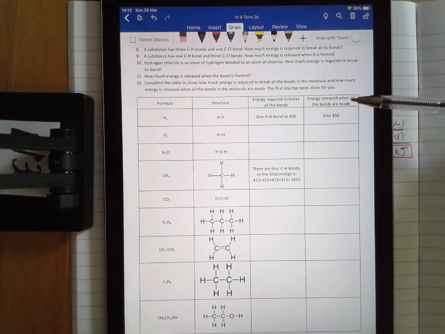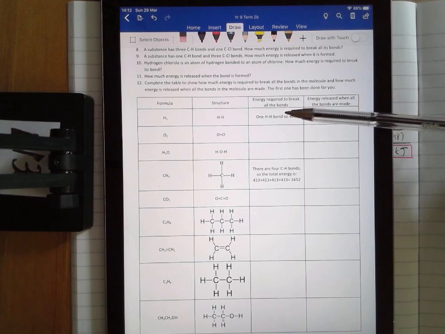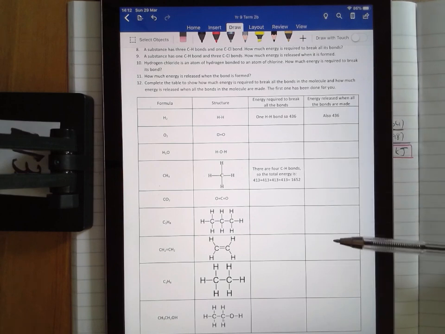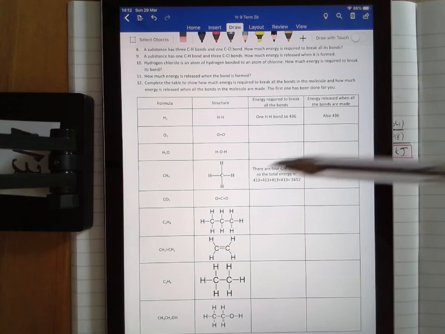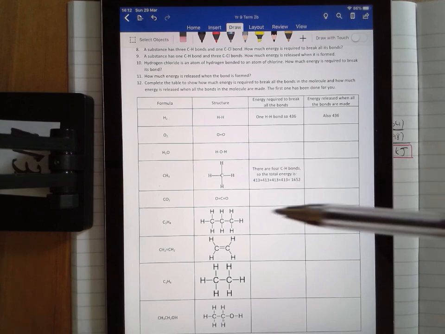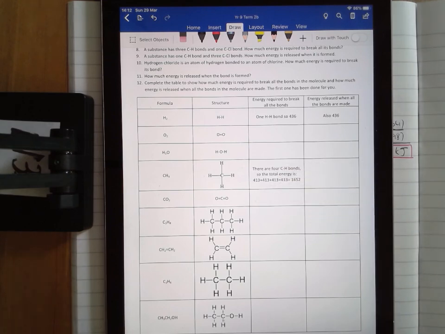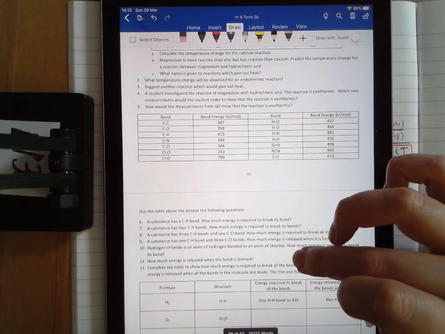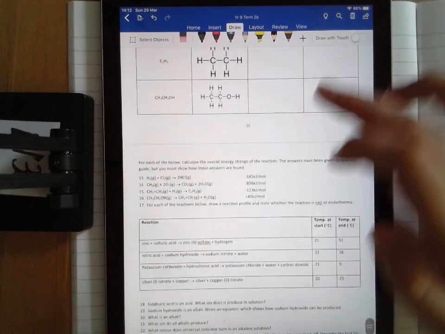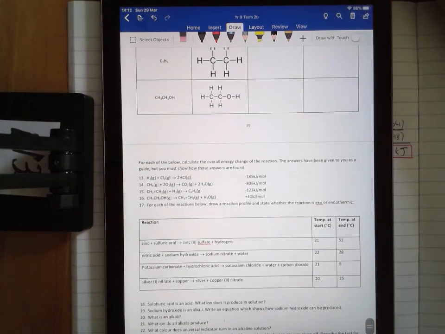The last column asks you for the energy released. The energy required to break the bonds is going to be exactly the same as the energy released when the bonds are made. So the answers that you've got here are going to match the answers that you've got here the whole way down. The point is just to emphasize that the energy required to break a specific bond is exactly the same as the energy released when that bond is made. So have a go with question 6 down as far as 13, press pause, and then come back when you are finished.